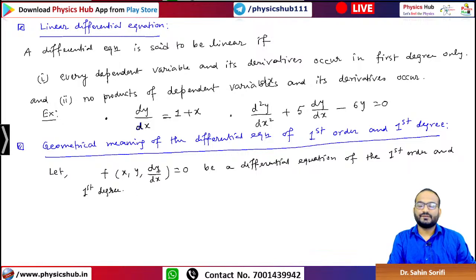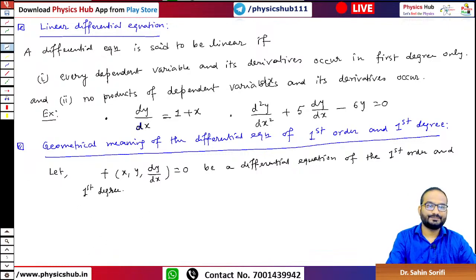It may be any differential equation. Let's say dy dx plus y equals 0, or dy dx minus y equals 0, dy dx plus 1 minus x equals 0, any kind of form. So we have taken a general form f of x, y, dy dx. This is the differential equation of the first order and first degree. Now, the solution of this differential equation, what do you understand by that geometrically? That is what we will discuss.